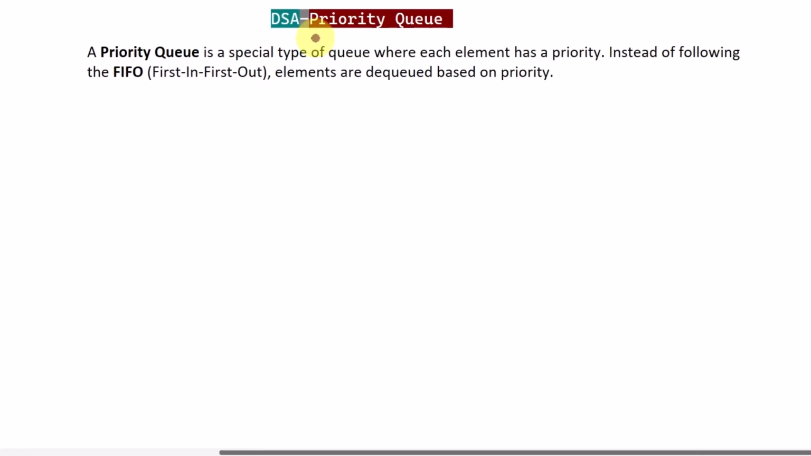So let's just talk about the priority queue. The priority queue is a special type of queue where each element has a priority. And here we do not follow the first in first out approach. Instead, elements are dequeued based on their priority.